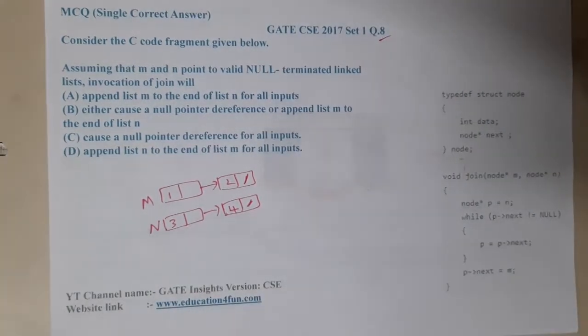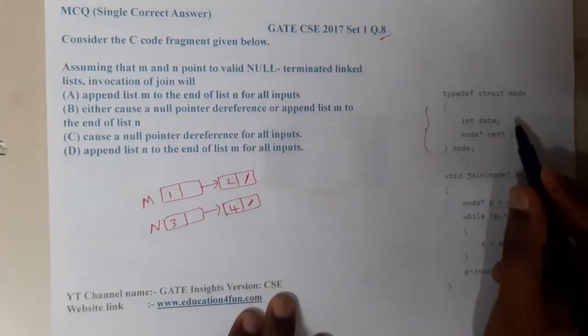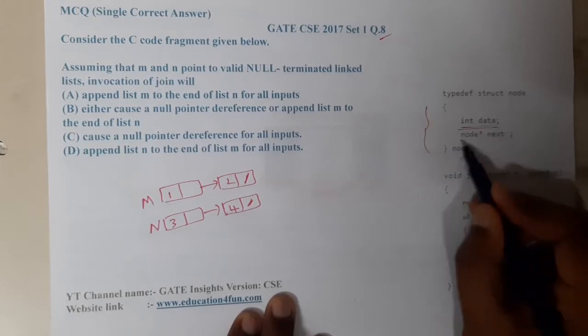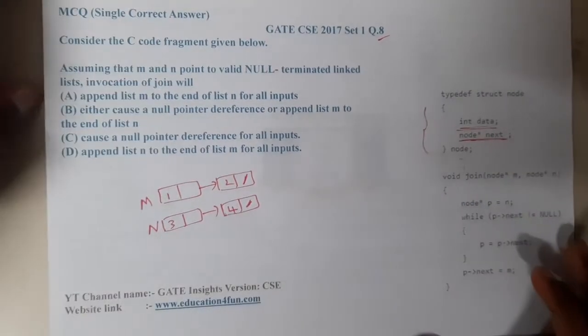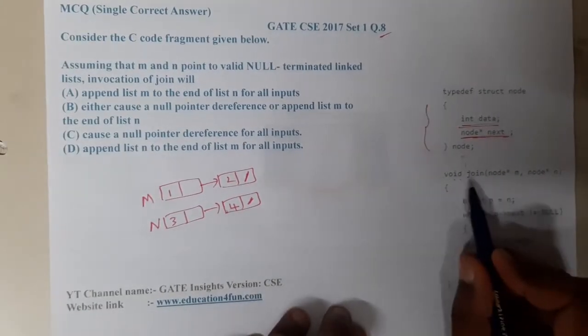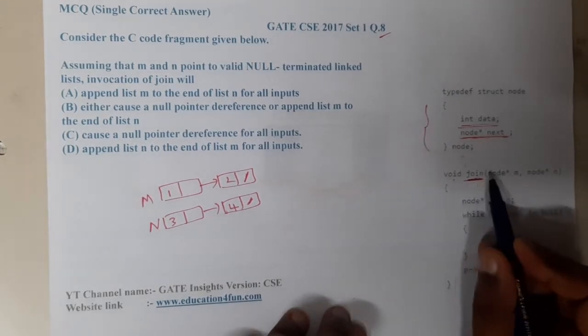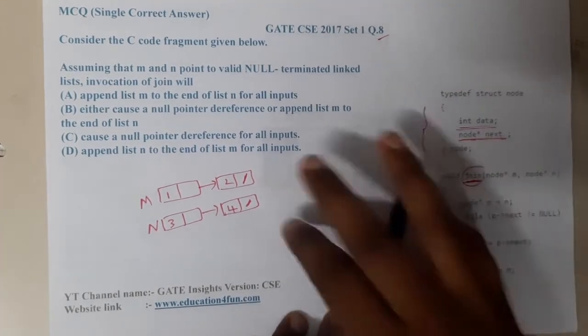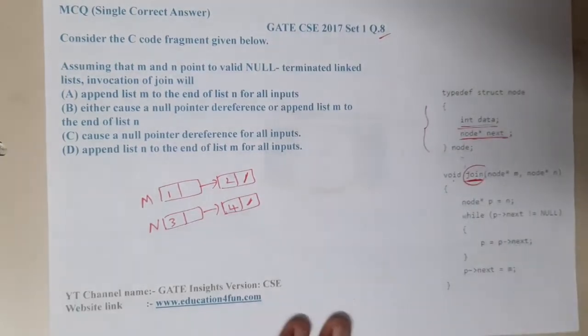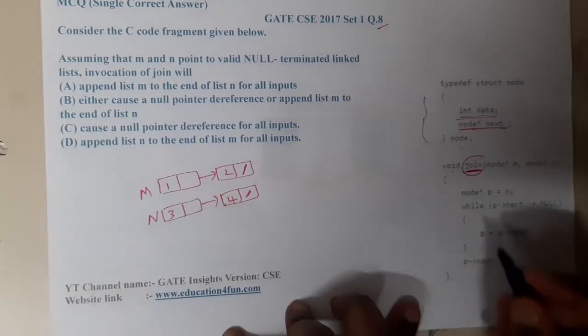Here they just gave the structure, that is a structure of int and node star n, and void join. So from the name only you can say that it is going to join something, M to N or N to M or something, right? So let us understand the code.